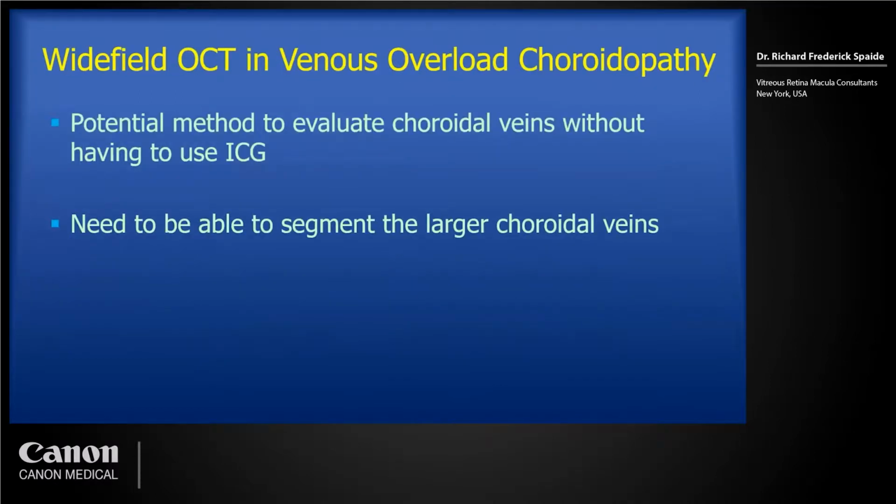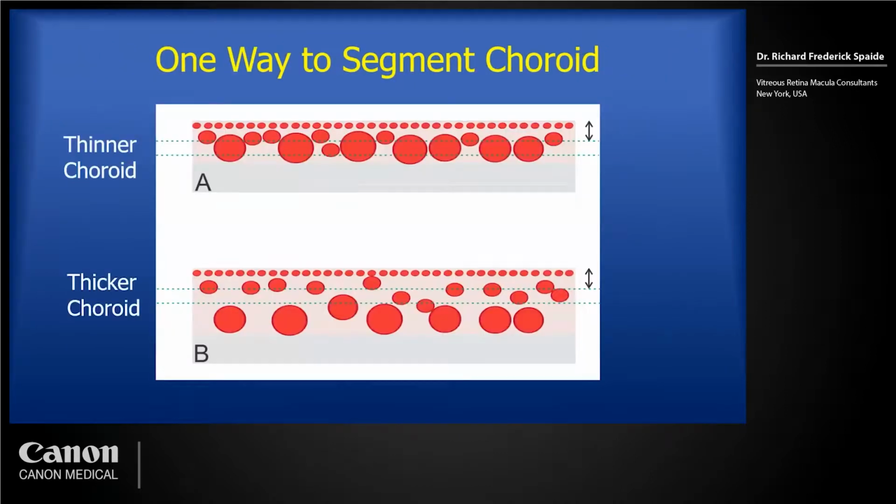Widefield OCT would be great to evaluate venous overload choroidopathy. It offers the potential to be able to look at large choroidal veins and their interconnections without having to use ICG. But to do so, you need to be able to segment the larger choroidal veins in OCTs. A common way to segment a choroid is to measure down a certain distance from Bruch's membrane and then make the segmentation slab there. This would work in areas of thinner choroid, but in areas of thicker choroid, it would not correctly segment the larger veins.